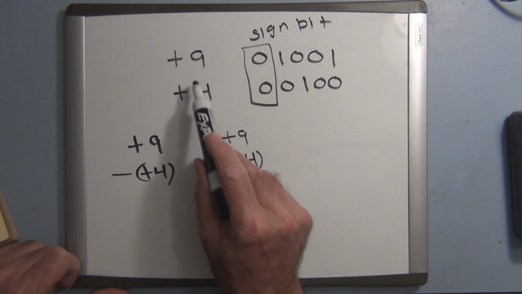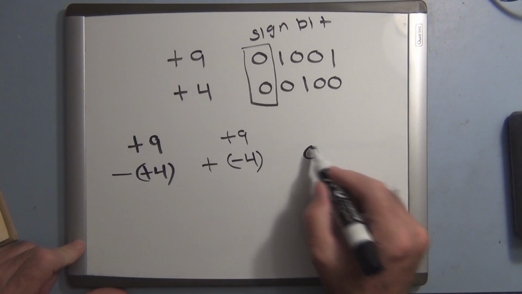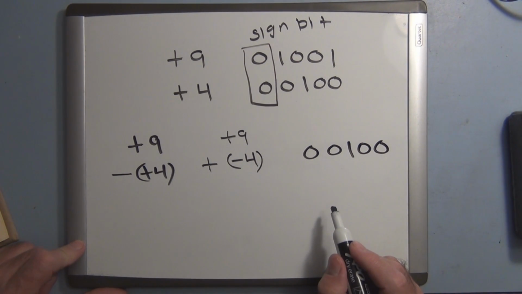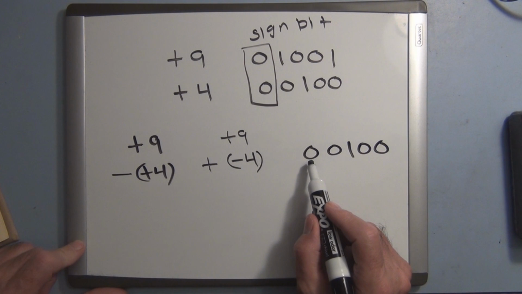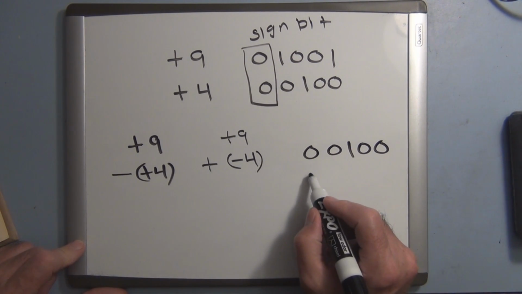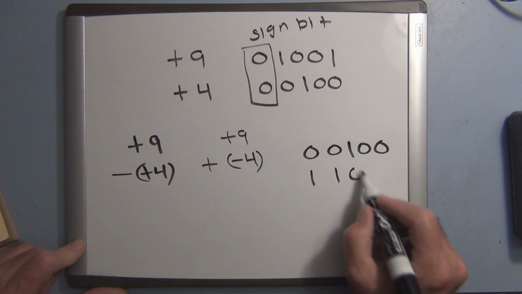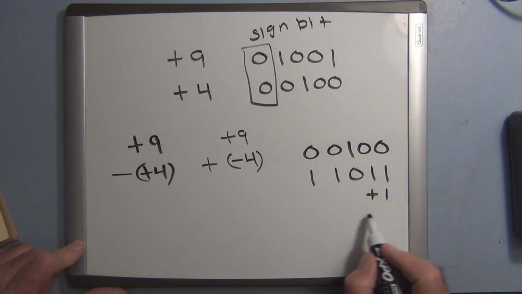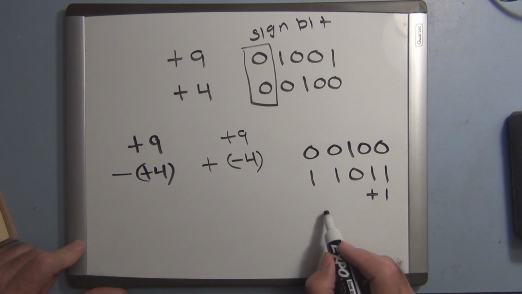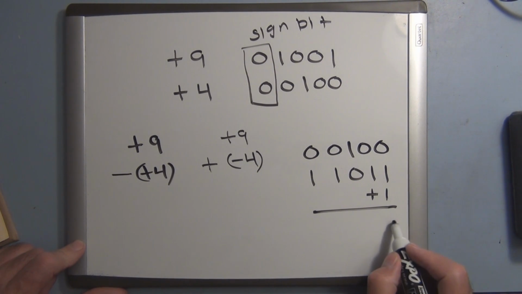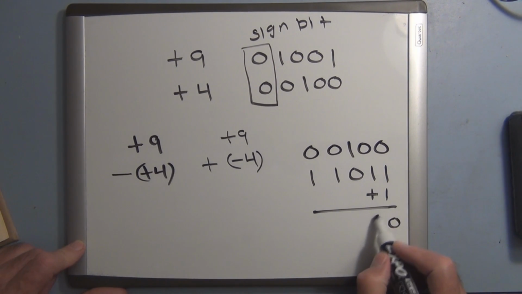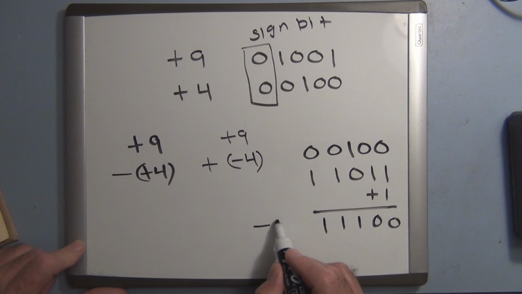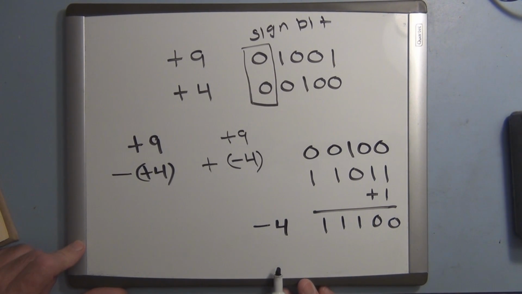So to subtract 4 from 9, all we need to do is take the 2's complement of 4, including the sign bit. So this will change this to 1, 1, 0, 1, 1. We still have to add a 1, the final step, to get the 2's complement of the plus 4. And that will give us 0, carry the 1, 0, and 1, 1, 1. So that's the representation in 2's complement of minus 4.